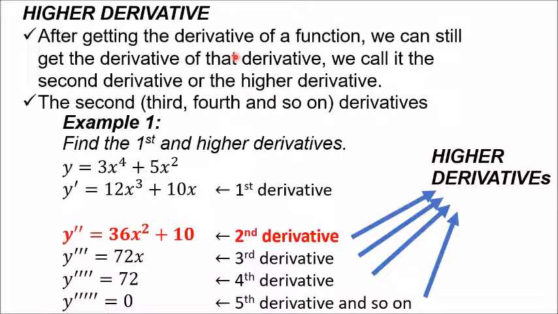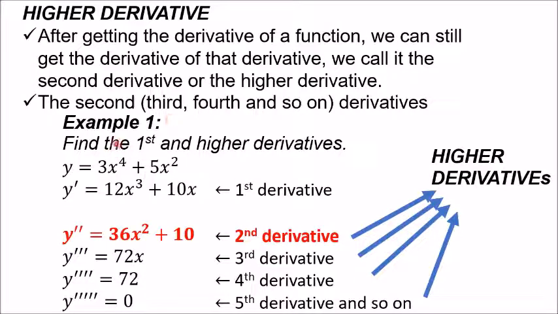And then after getting that derivative, pwede uli natin kunin yung derivative ng derivative na. So in that case, magkakaroon tayo ng second derivative. And we can continue the process hanggang sa mag-zero na yung susunod na derivatives. So ang tawag doon sa mga derivatives na yun, after the first derivative, are higher derivatives. That is the second, third, fourth, and so on. Hanggang sa kung kailan mo gusto. Kung kailan mo gustong kunin yung derivatives ng mga naunang derivatives.